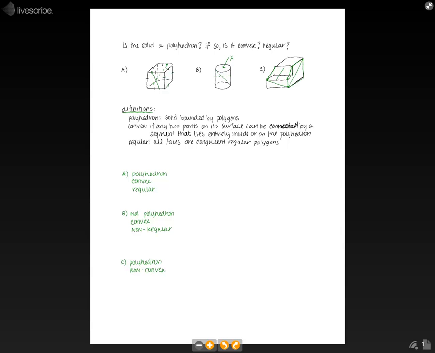Alright, and then it asks if it's regular. Are all the faces congruent regular polygons? Obviously not. This face on the outside right here is not the same as any of the other faces. So this is non-regular.